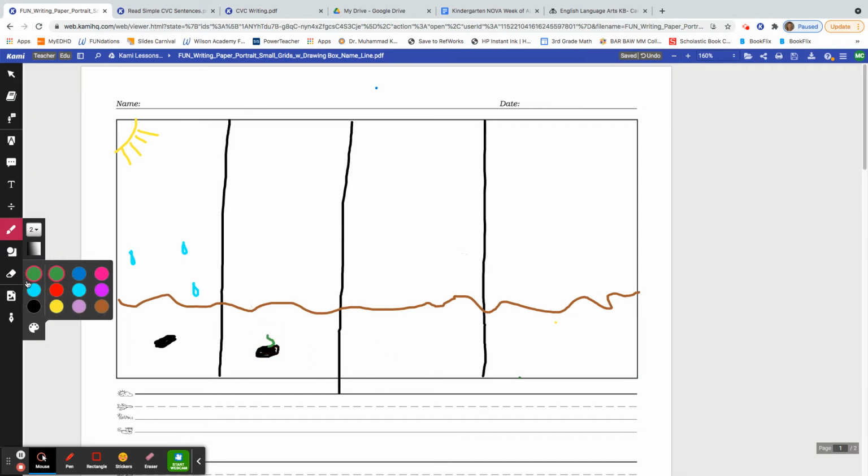Now, do you remember what it's called when it goes up through the grass? Right, it's called a shoot. So we start with the seed, and then we get the shoot, and then we get the plant. And the plant often has a stem and leaves.